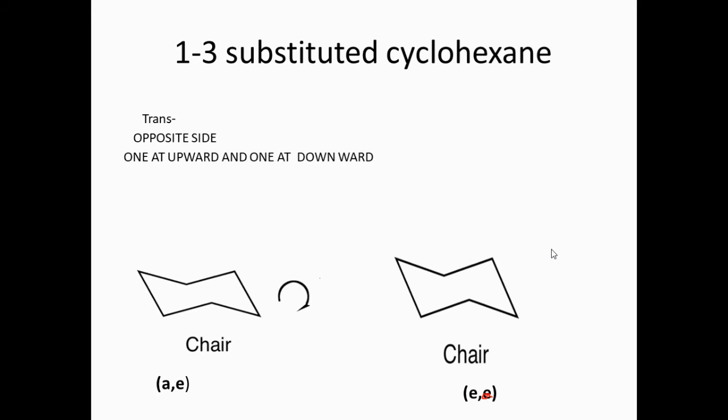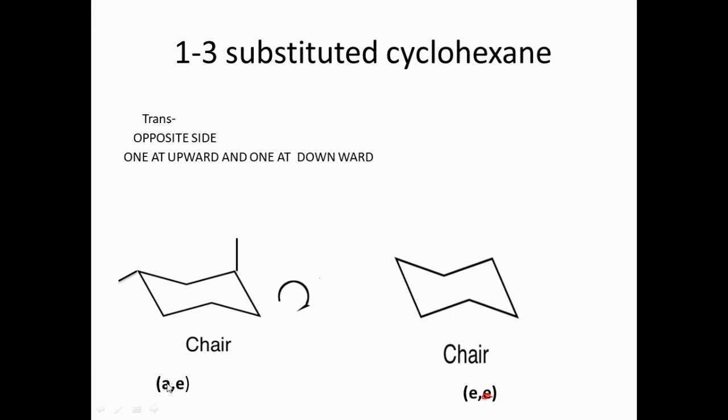Okay. Suppose in the first position the substituent is placed at the axial bond, then it is in an upward direction. The third carbon atom substituent would be equatorial. That means only one is in the upward direction and one is in the downward direction. So it is a trans form. That means axial, equatorial.